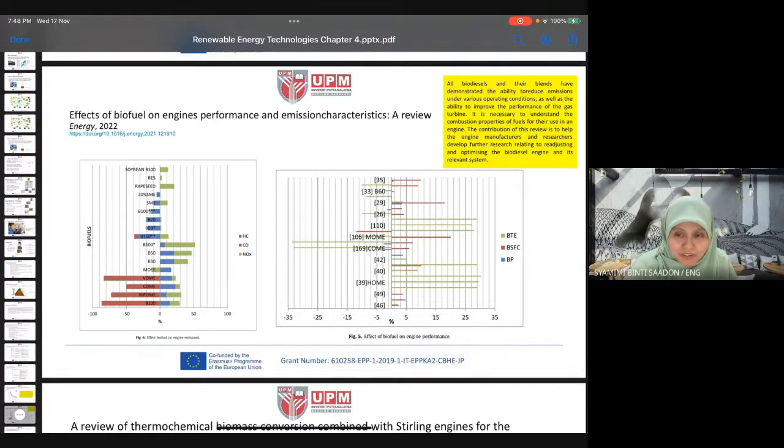For different types of biodiesel blend, all biodiesel and their blends have demonstrated the ability to reduce emissions under various operating conditions, as well as the ability to improve the performance of the gas turbines.